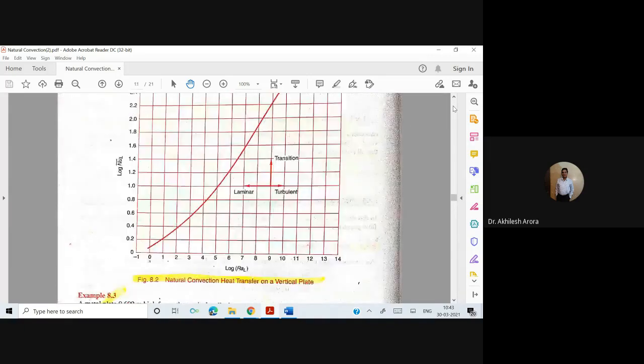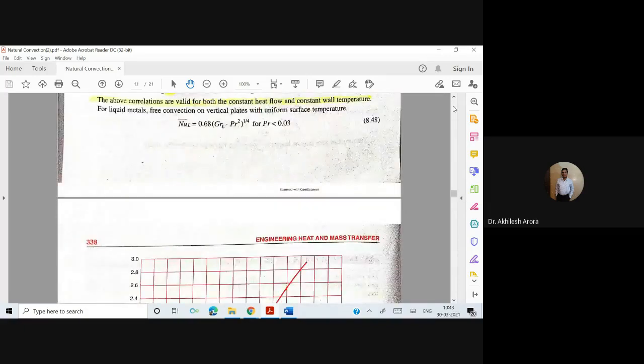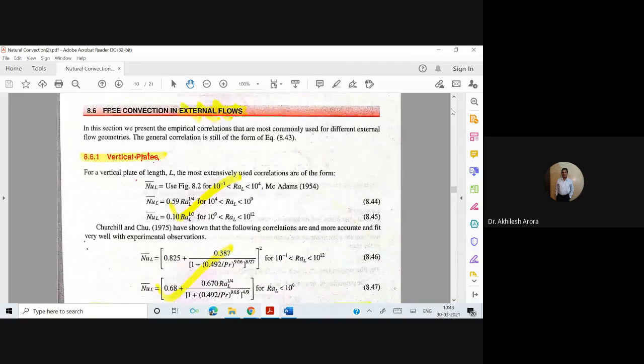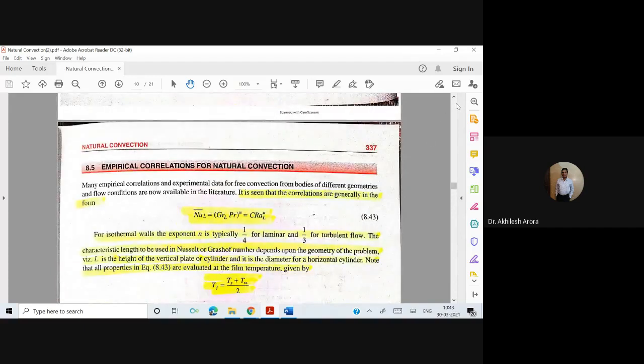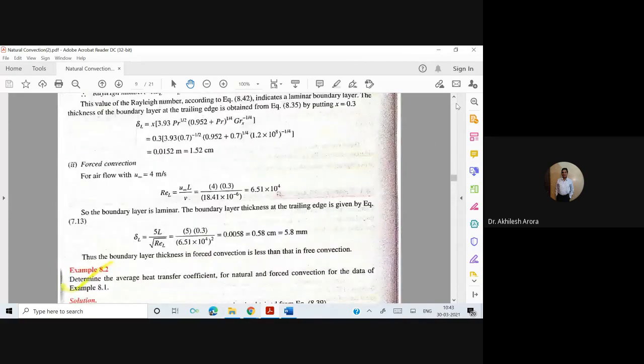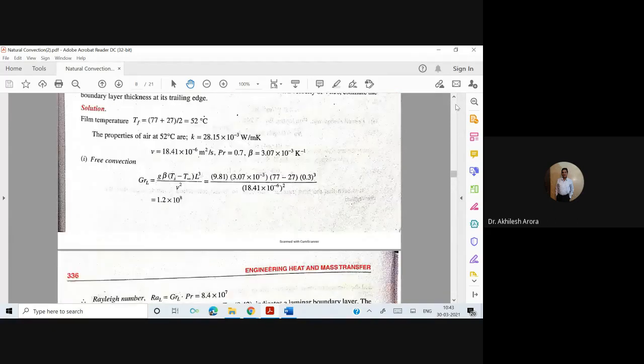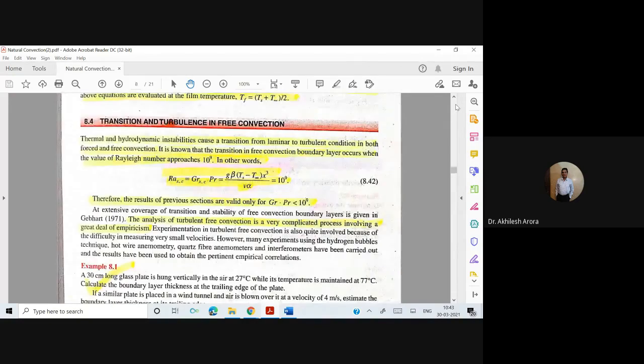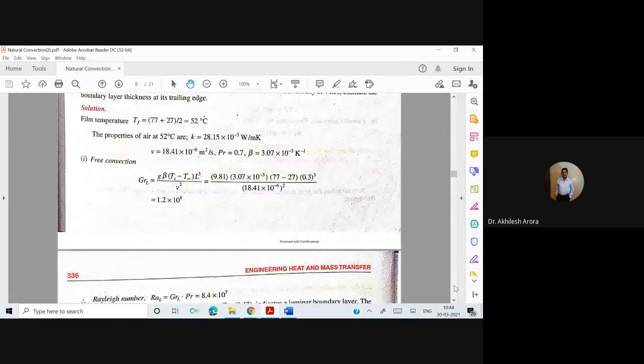This is equation 8.42. Let us see. I think it is the Churchill and Chu correlation only. Yes, this is the equation. This is the Rayleigh number equation only, not any other equation. So let us proceed further.